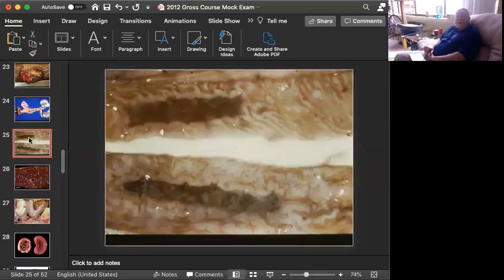Slide number 4 is tissue from an ox. Can you give me a morphologic diagnosis and 2 possible causes?